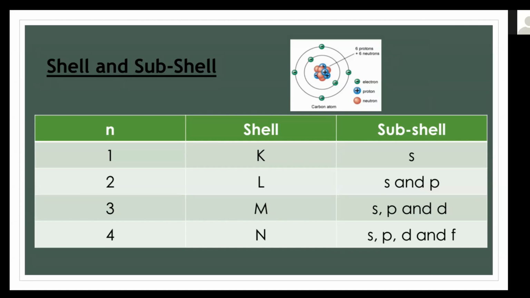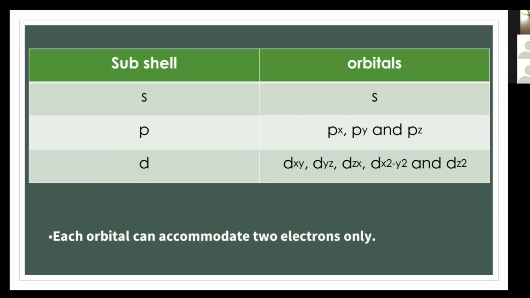The basic knowledge for knowing the number of electrons that can be accommodated in different subcells is that you must know which subcells are found in different cells of an atom. In the K cell, only one subcell exists, that is the S subcell. In the second cell of an atom, we find 2 subcells, S and P. Likewise, in the third cell, there are three subcells, S, P, and D. And finally, in the fourth cell, there are four subcells, S, P, D, and F. So this is the basic knowledge.